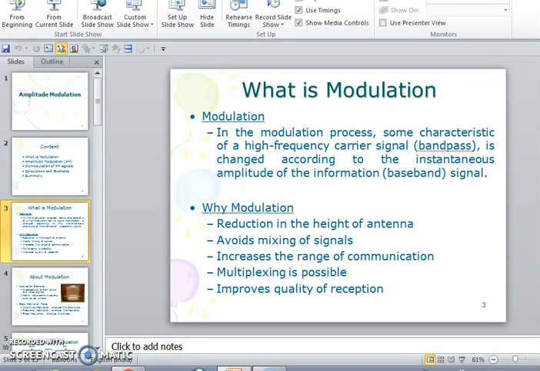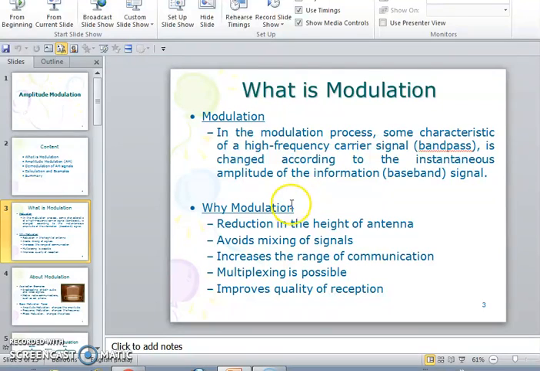In the modulation process, some characteristic of the high frequency carrier signal, which we can also call a bandpass signal, is changed according to the instantaneous amplitude of the information signal or baseband signal. So this is the definition of modulation. That characteristic may be amplitude, frequency or phase. Those are the different types of modulation, which we generally call amplitude modulation, frequency modulation and phase modulation.